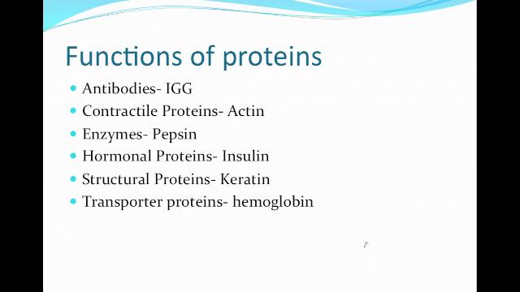Contractile proteins such as actin help with the movement of the body. Enzymes such as pepsin help to facilitate biochemical reactions. For example, lactase breaks down the sugar that is in the milk so it can make energy. Another one is hormonal proteins such as insulin. They're kind of messenger proteins and they help to coordinate bodily activity. So insulin is a messenger protein.